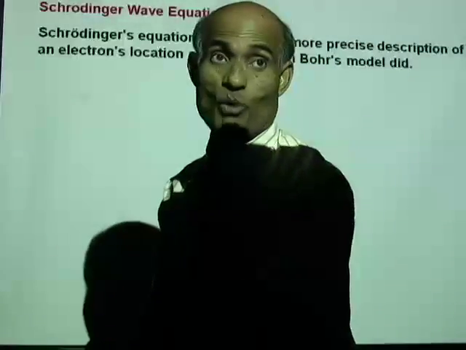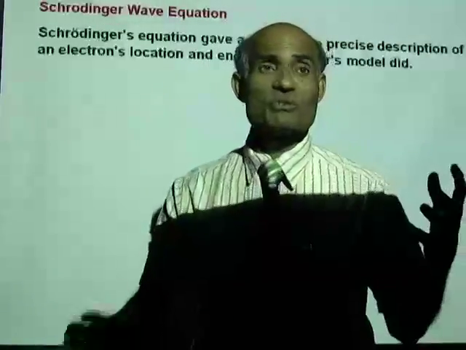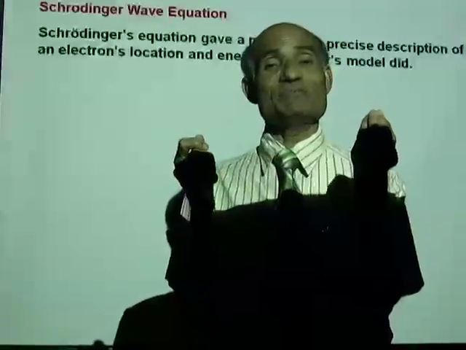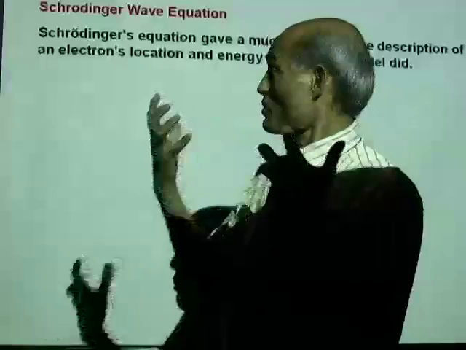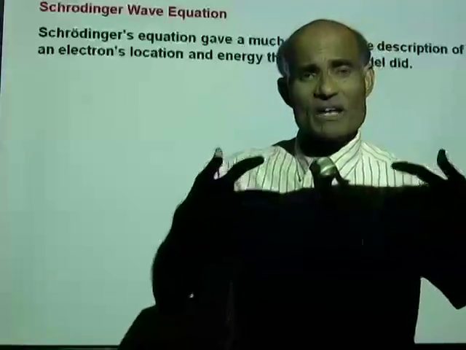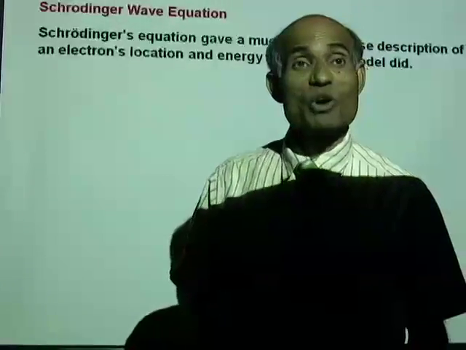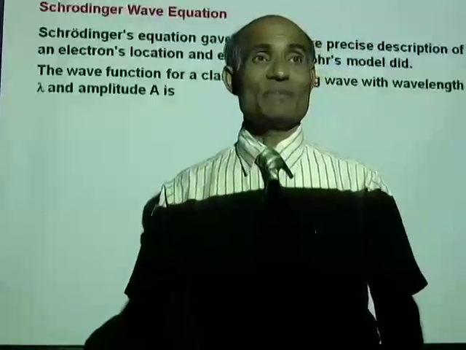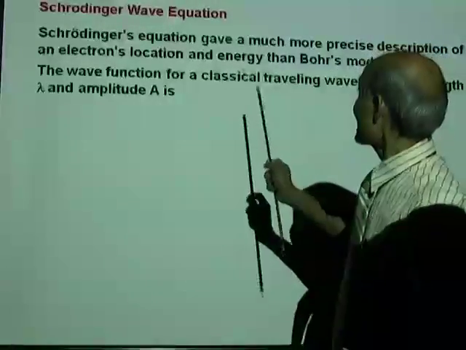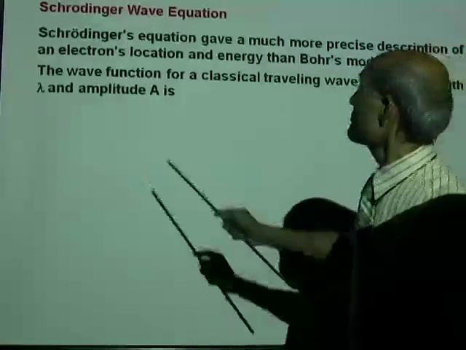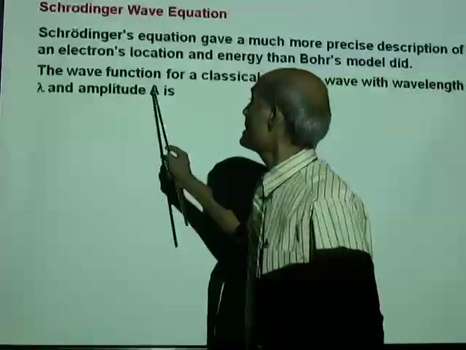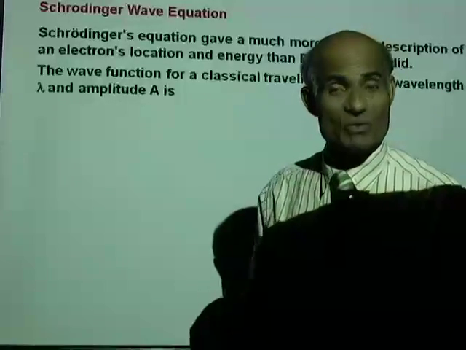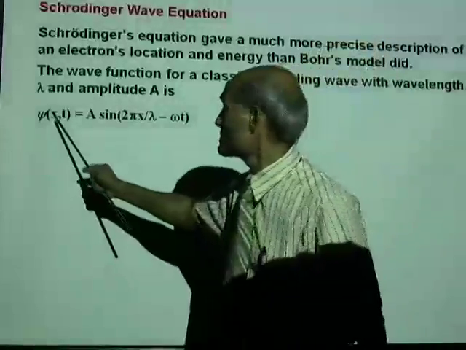Well, remember, Bohr's model did not give you a clear idea beyond the hydrogen atom. It is the Schrodinger equation that came in and described it in much more detail using the quantum model. Now, the wave function for a classical wave traveling with a wavelength lambda and amplitude a, the classical wave that we have discussed earlier, is this.